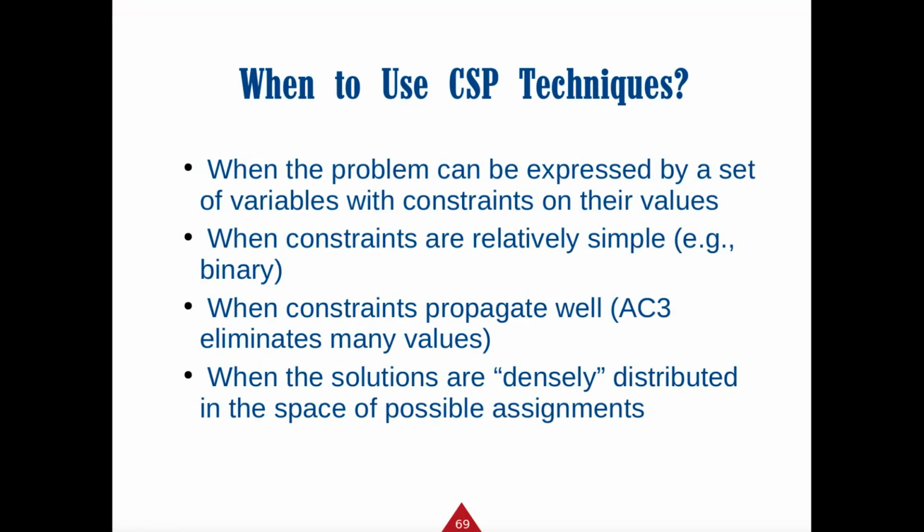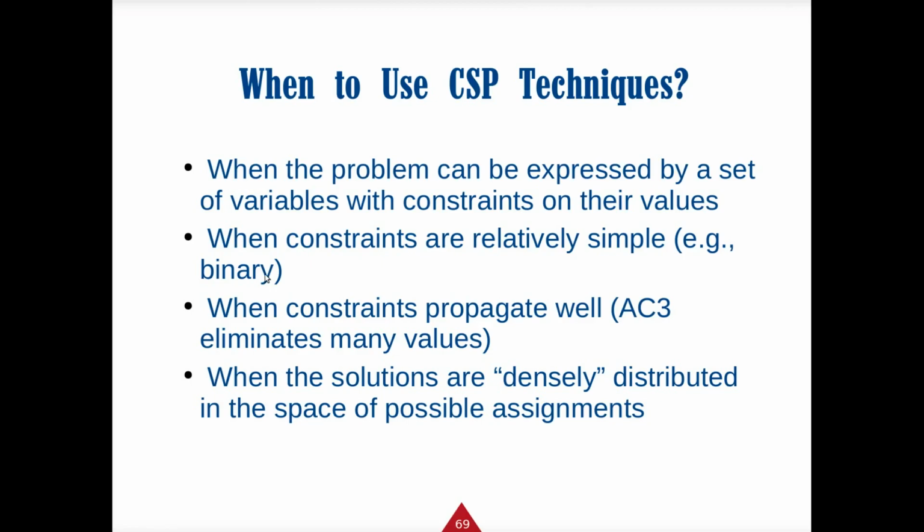And so when do you use the CSP techniques? When the problem can be expressed as a set of variables with constraints on their values. So basically you have some kind of constraints on them. If the values go from negative infinity to infinity, you can't do this. When the constraints are relatively simple, so probably binary, kind of like a tree search. And when the constraints propagate well, which basically means you can pass them forward, and when the solutions are densely distributed in the space of possible assignments. So you basically have a certain space where you can assign the values.